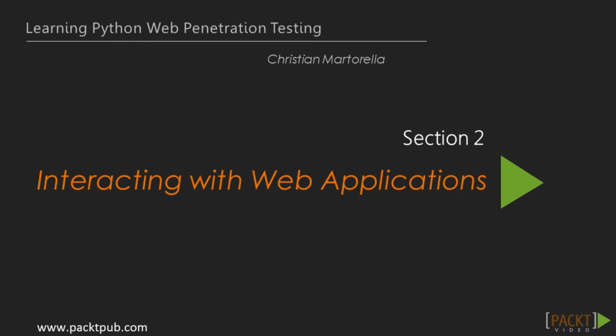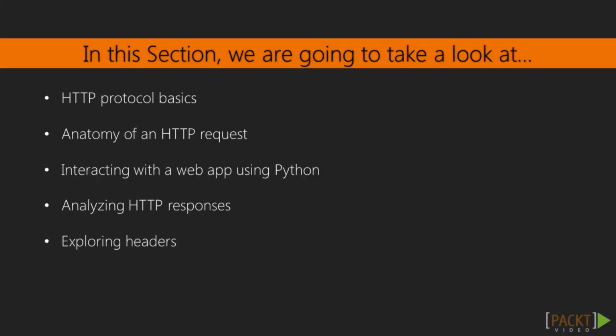Hi, and welcome to Section 2, Interacting with Web Applications. In the previous section, we learnt about the web application security process and why it is important to test application security. In this section, we will see the basics of the HTTP protocol and how it works. Then, we will analyze an HTTP request to understand its parts. We will start using Python to interact with the web applications. And finally, we will analyze HTTP responses and explore the HTTP headers.